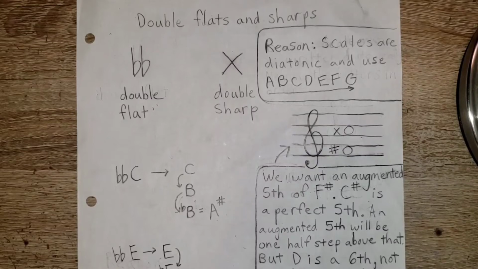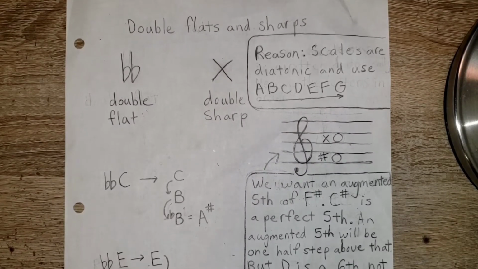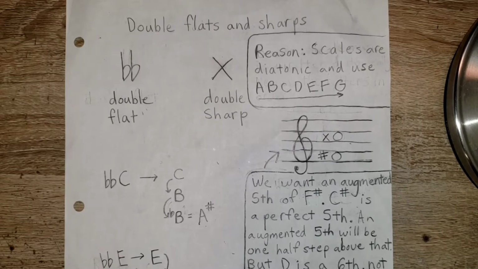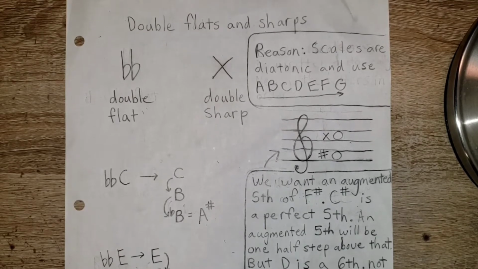Double flats and double sharps. So what are they? How do you use them? And why would you use them?